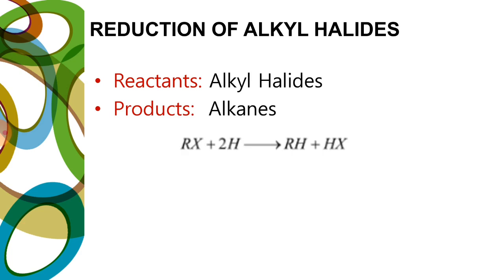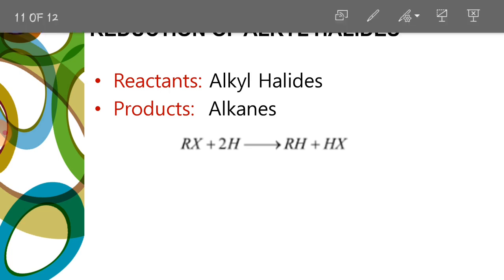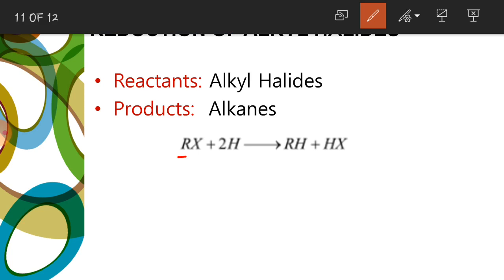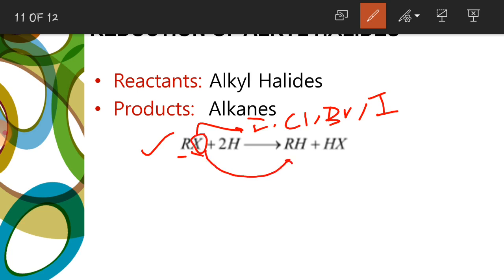The general reaction for the reduction of alkyl halides may be represented like this. Here R represents an alkyl group, X represents a halo group that may be fluorine, chlorine, bromine or iodine. Now if you look at this reaction, you will see that this X group will get replaced by the hydrogen atom. So after this replacement, the alkyl halide got converted into an alkane.